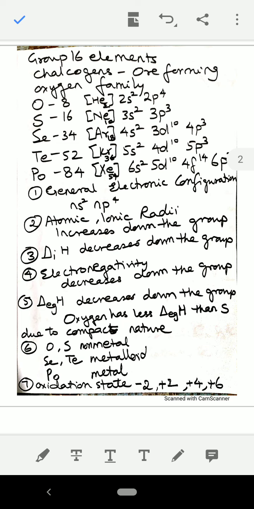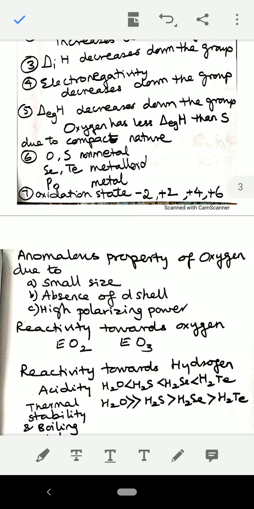The atomic and ionic radii increase down the group. The ionization enthalpy decreases down the group. Oxygen is the most electronegative atom. The other elements are less electronegative. But oxygen's electron gain enthalpy is less than that of sulfur due to its compact nature. Oxygen and sulfur are nonmetals. Selenium and tellurium are metalloids and polonium is a metal. Polonium is a radioactive metal. The general oxidation states are -2, +2, +4 and +6.